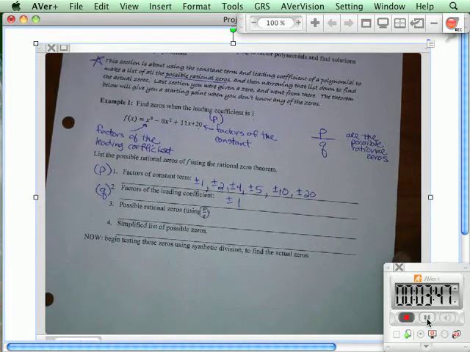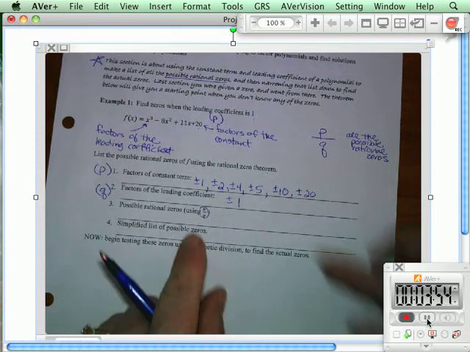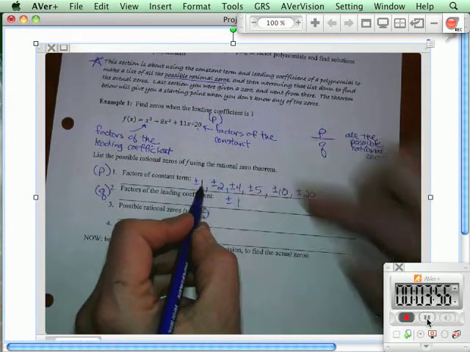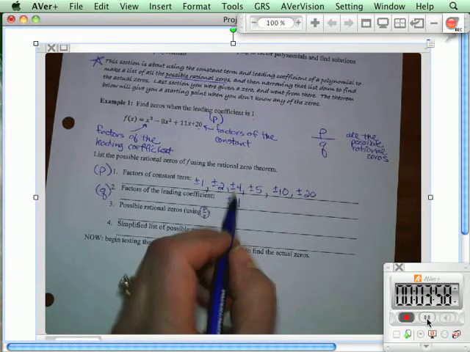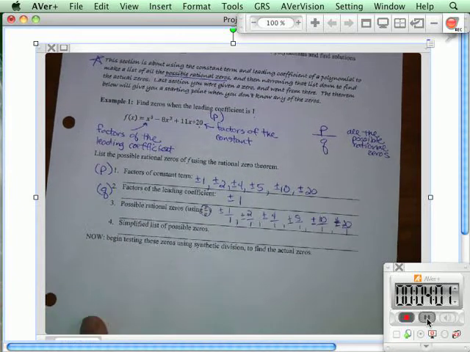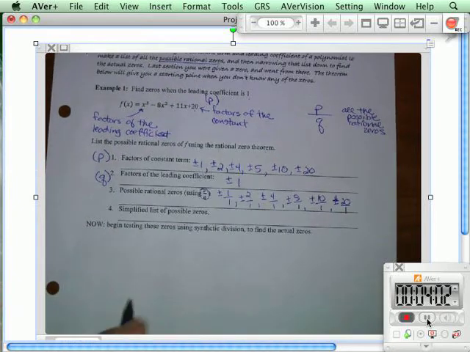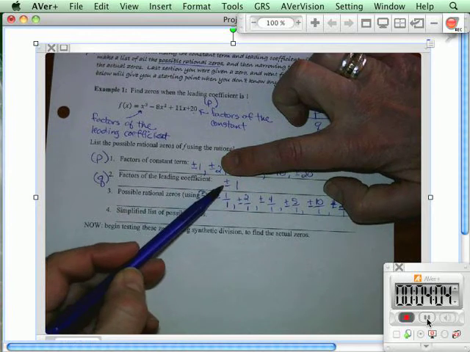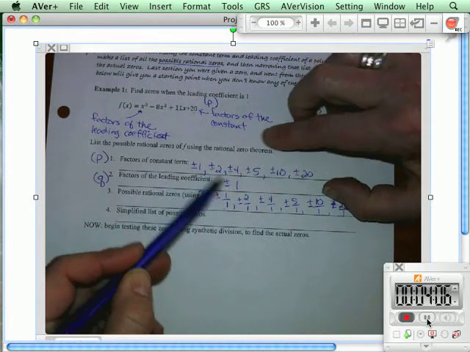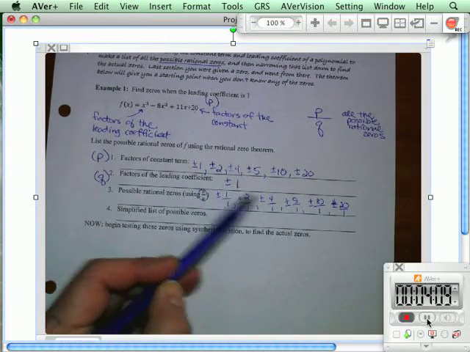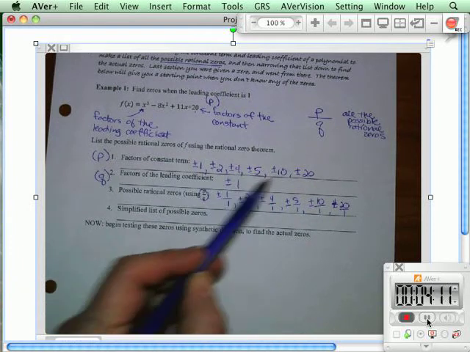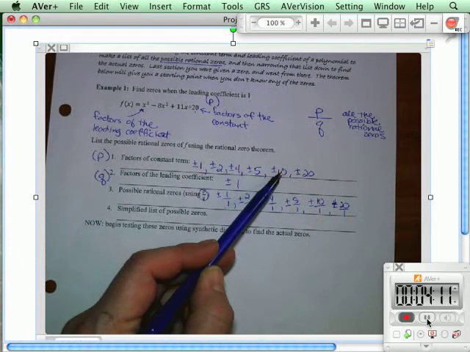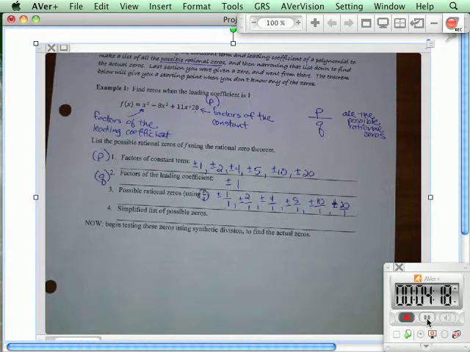So this is the long part where you go through and take all your P's and write them over all your Q's. I went ahead and did that, and I have plus or minus 1 over 1, plus or minus 2 over 1, plus or minus 4 over 1, plus or minus 5 over 1, plus or minus 10 over 1, and plus or minus 20 over 1. So I listed all of the possible rational zeros.